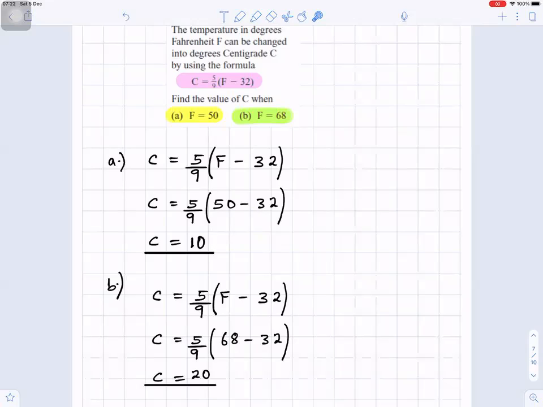For part B, we write down the formula first. 5 over 9, bracket F minus 32. And we sub in the value for F. F is 68. So 5 over 9, bracket 68 minus 32. We do the brackets first, 68 minus 32. And then we times by 5 and divide by 9. And you can use your calculator. And that will give us 20.